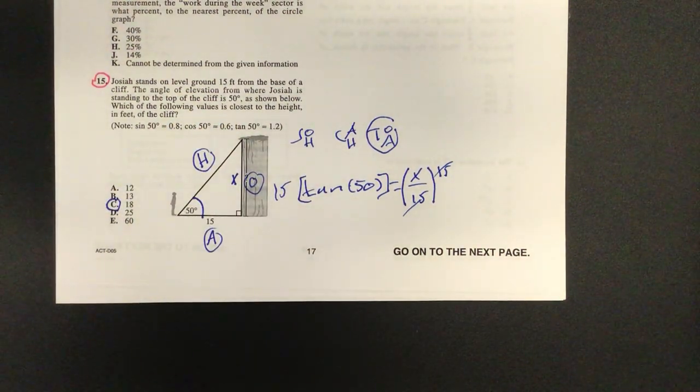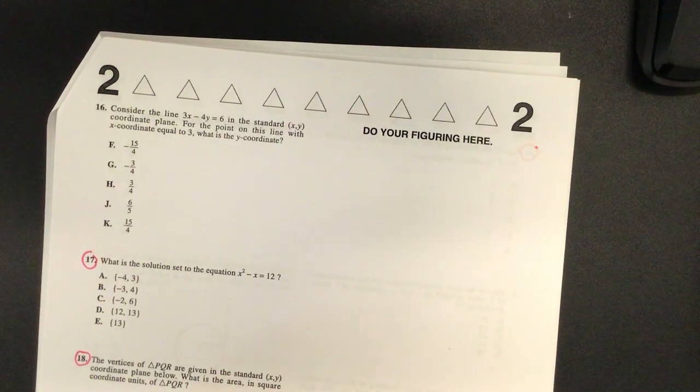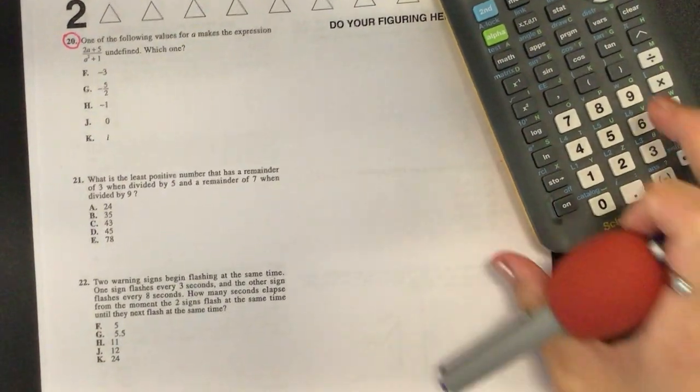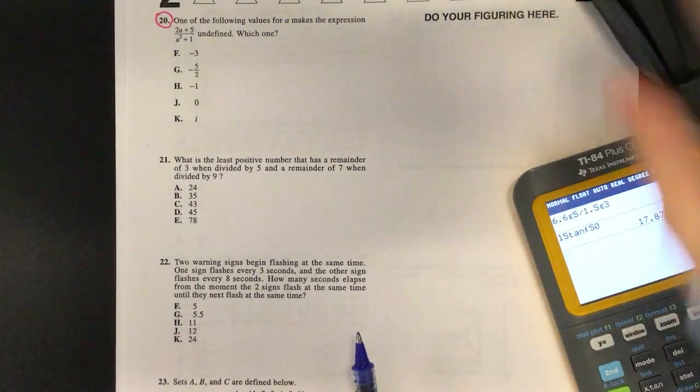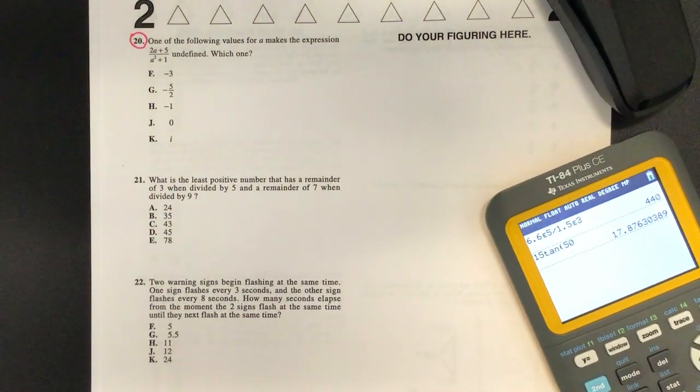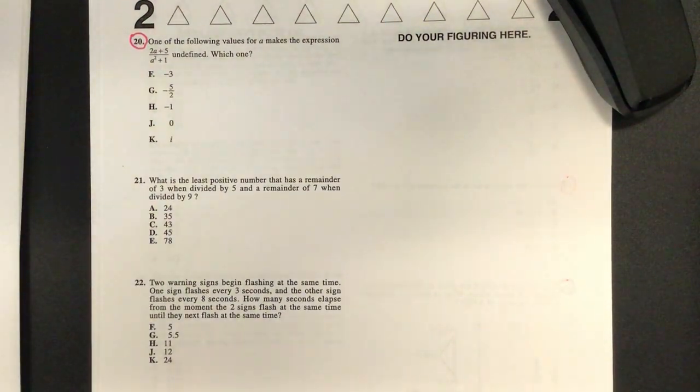So hopefully you're having an aha moment, not, oh dang, I might not get it next time. Okay, 20 is a really good one as well. I know we don't like imaginary numbers, but we still need to go over them. Okay, Hannah, let's read number 20, please. One of the following values for A makes the expression 2A plus 5 over A squared plus 1 undefined.